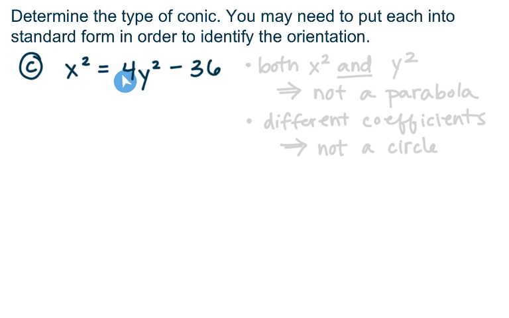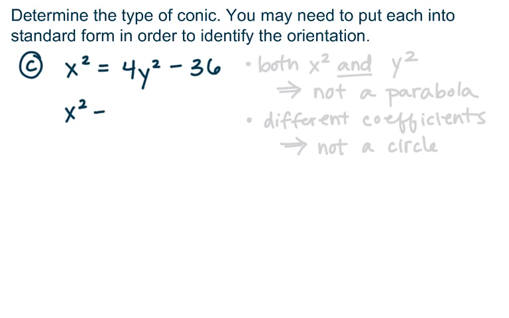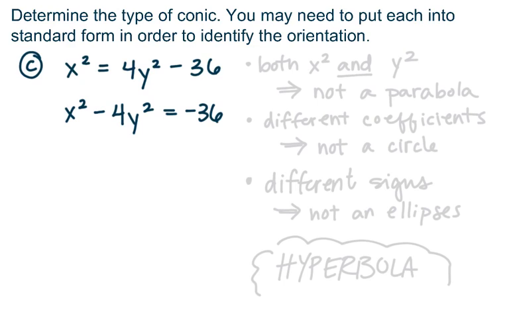However, when we keep in mind our standard form, the standard form has both the x squared and the y squared on the same side. So this is actually x squared minus 4y squared equals negative 36. And since when they are both on the same side of the equation, we have different signs, that lets me know this is not an ellipse. It is a hyperbola. Now, orientation.